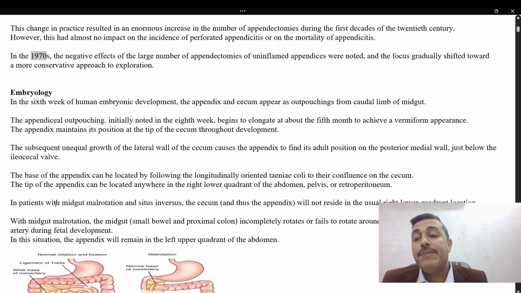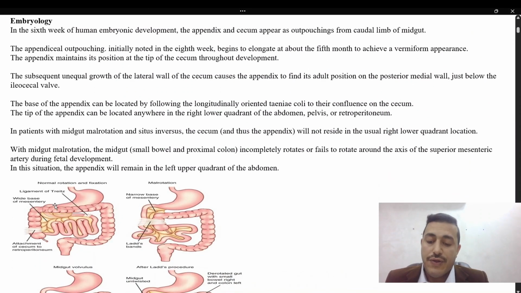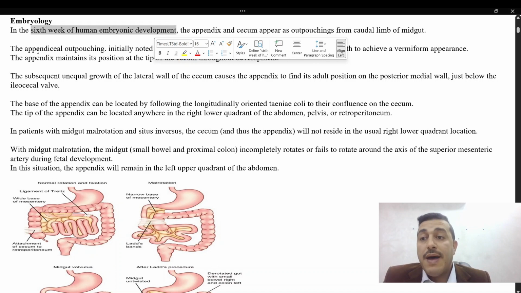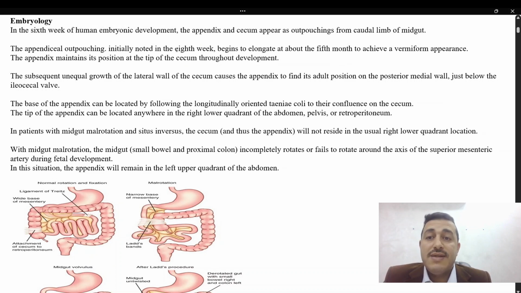Let's move to the embryology of the appendix. At the 6th week of human embryonic development, the appendix and the cecum appear as an outpouching. The appendiceal outpouching appears at the 8th week, and it takes until the 5th month to achieve the vermiform appearance.